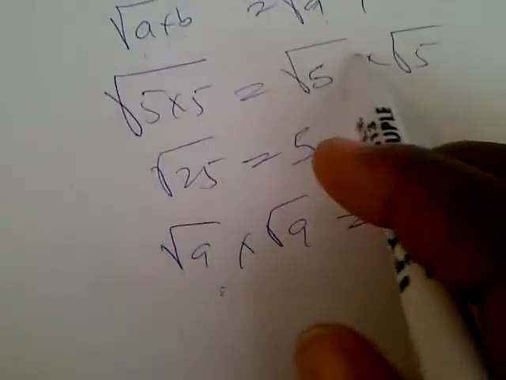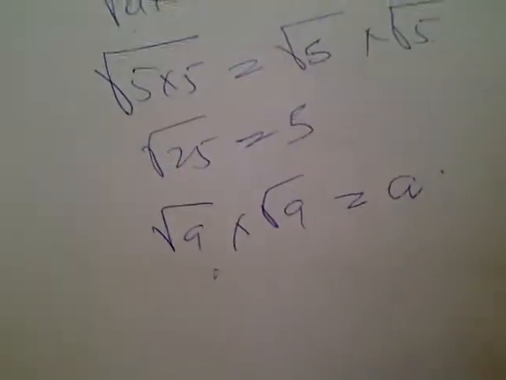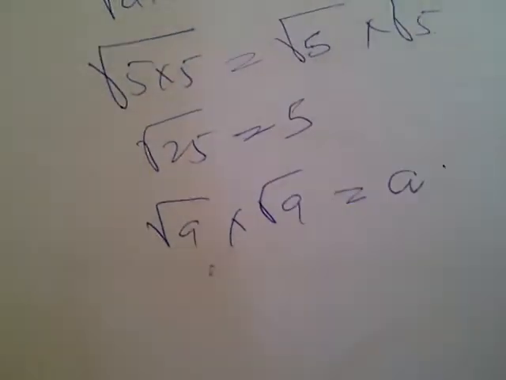So you see that the square root of a times b is the same as the square root of a times the square root of b. Now the next one is that the square root of a times the square root of a is equal to a. It's actually a rule, and you can even use it here. From here, the square root of 5 times the square root of 5 is 5. These are the two basic rules.